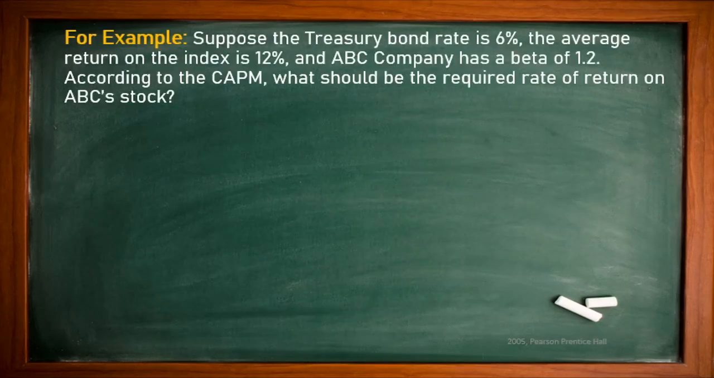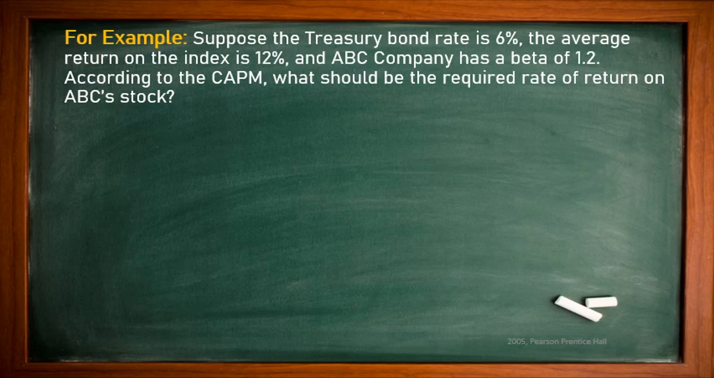Let's take an example. Suppose the Treasury bond rate is 6%. Keep in your mind, the Treasury bond return is always a risk-free return, so this is the risk-free rate. The average return on the index is 12%. This is the market return, because when we talk about the average index return, this is a market reflection. ABC company has a beta of 1.2, as mentioned by the company. According to the CAPM, what should be the required rate of return on the investment in ABC's stock?